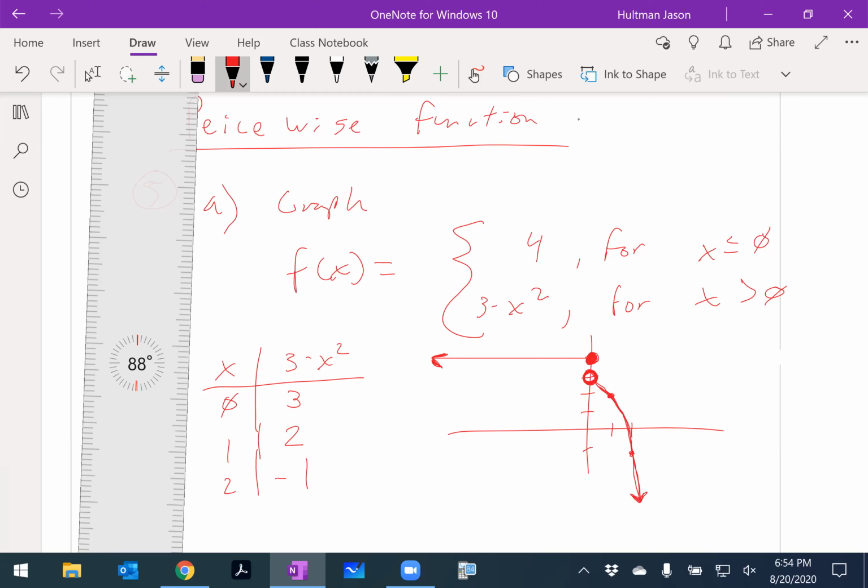So we jump from a line to a parabola. And where do we make that jump? We make that jump when x is equal to 0. So when x is equal to 0, we have a jump. It's discontinuous. It's called a jump discontinuity.